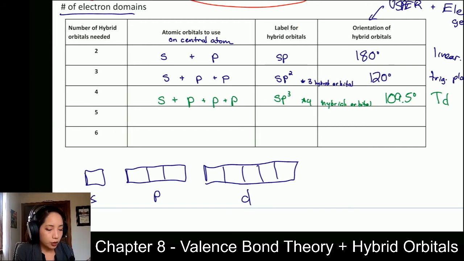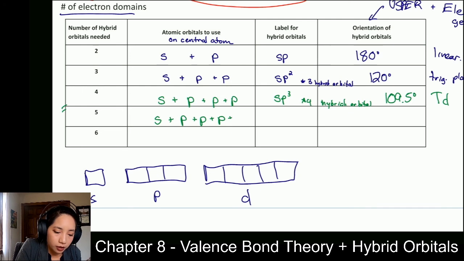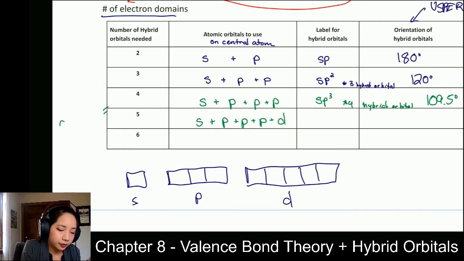Okay, keep going. So again, 5 and 6, those are our hypervalent molecules. We have a couple examples of 5 and 6 electron domains. So 5 hybrid orbitals, so we need 5 atomic orbitals. So s, p, p, another p. So now I've used up all of my p orbitals. So now next up is d. So you see that when we need 5 hybrid orbitals, that last atomic orbital that we need comes from a d subshell. So this is the reason, so d orbitals involved.